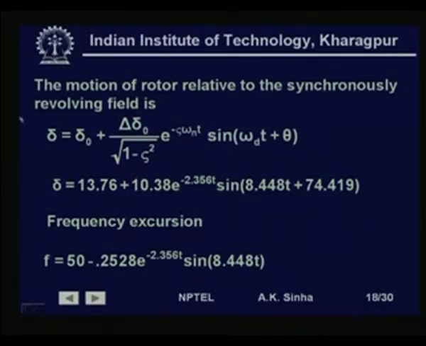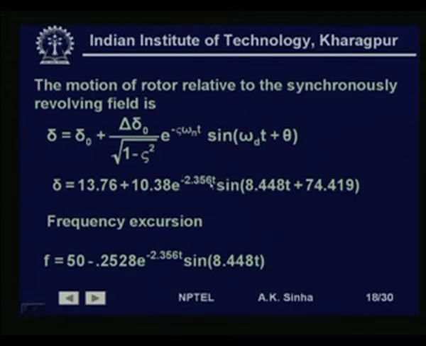So, the motion of rotor relative to the synchronous rotating field is delta is equal to delta 0 plus delta delta. This is the expression that we had seen earlier, and we see delta is equal to 13.76, this is the starting point, plus 10.38 e to the power minus 356 t.